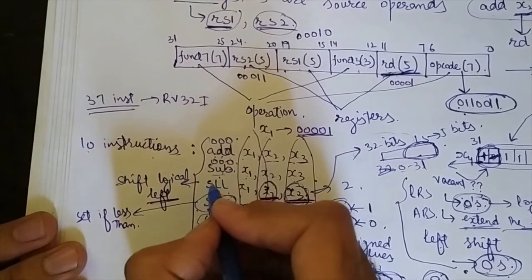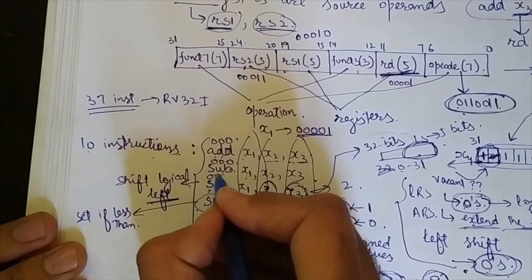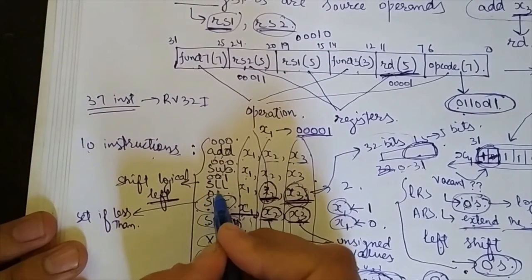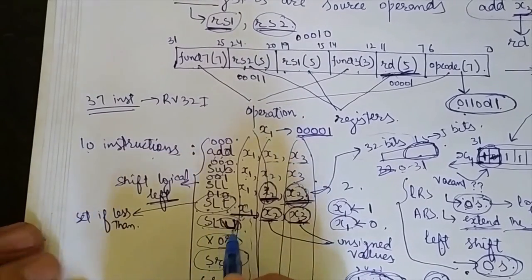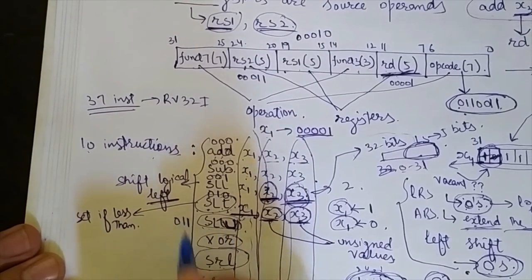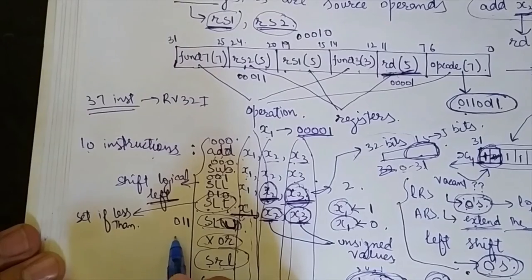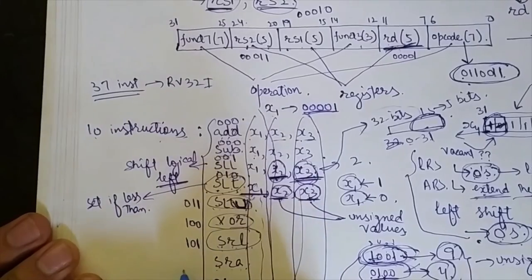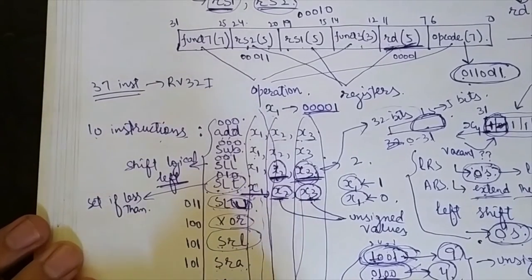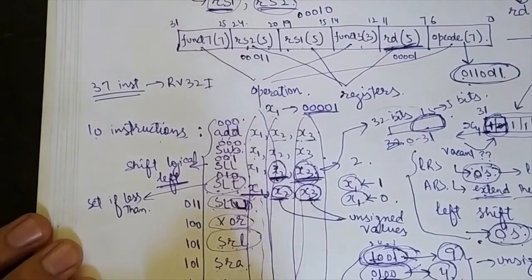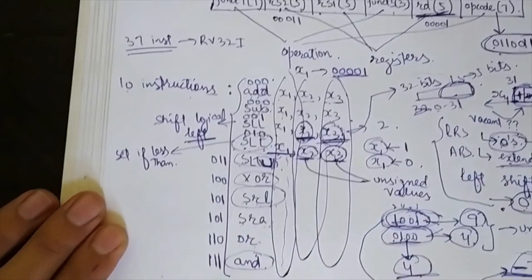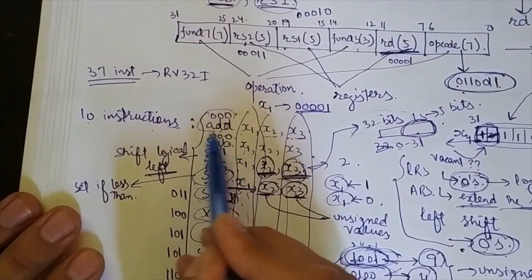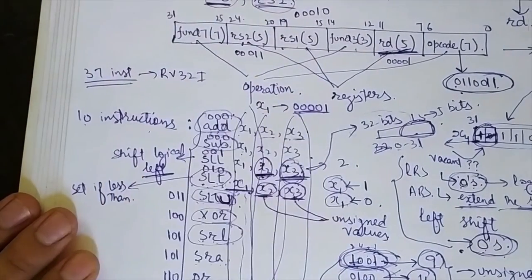For SLL, we have 001. For SLT, we have 010. For SLTU, we have 011. For XOR, we have 100. SRL is 101, and SRA is also 101. OR is 110 and AND is 111. Okay, from here you can see that add and sub have everything common.